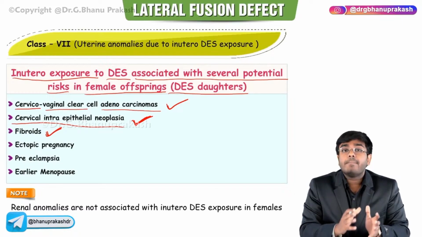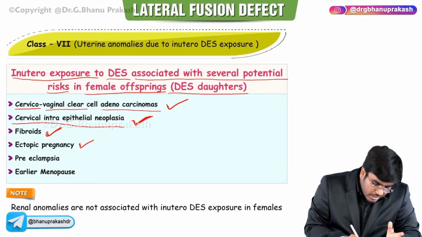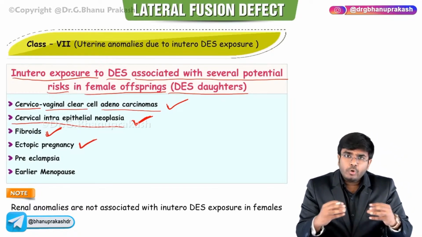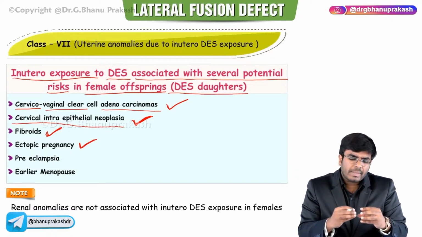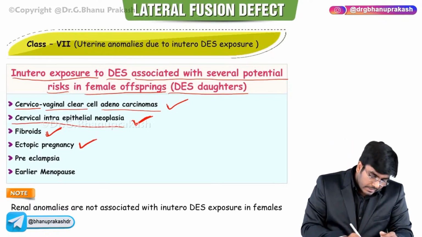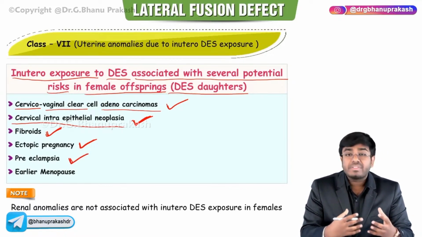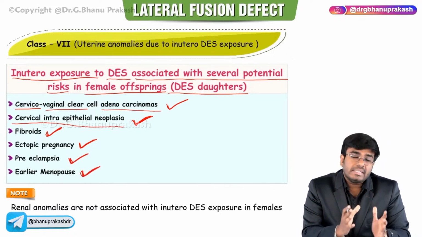Taking DES may cause fibroids in the female, and there can be a chance of ectopic pregnancy because there is a problem with the tubes. There is hypoplasia of the tubes. Because of the hypoplasia of the tubes, implantation might happen in the tubes, and that can cause ectopic pregnancy. And there is evidence that exposure to diethylstilbestrol causes pre-eclampsia in these DES daughters, and there is a chance of earlier menopause in DES daughters.